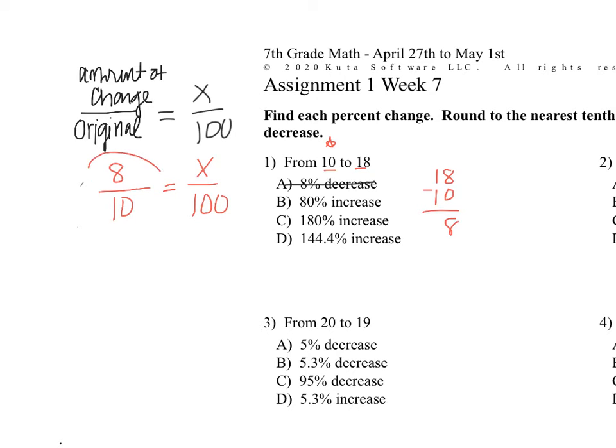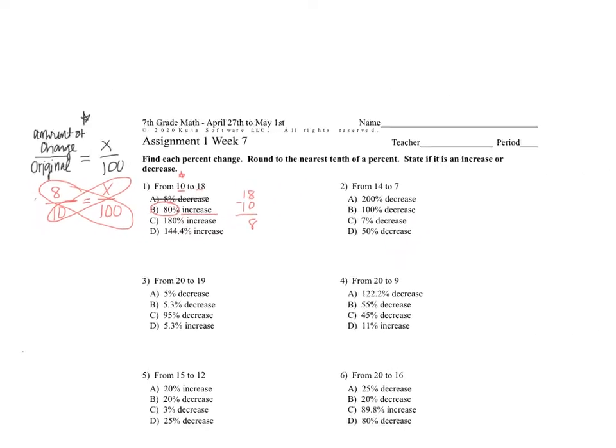And then we can cross multiply. And you guys at home, use a calculator. 8 times 100 is 800. And then we divide by the number that's across from x, or by itself. So 800 divided by 10 should give you 80%, and it's an increase. So I would write this down somewhere. If you're using some scratch paper, that's fine. I would write that down so you remember amount of change on top of original.